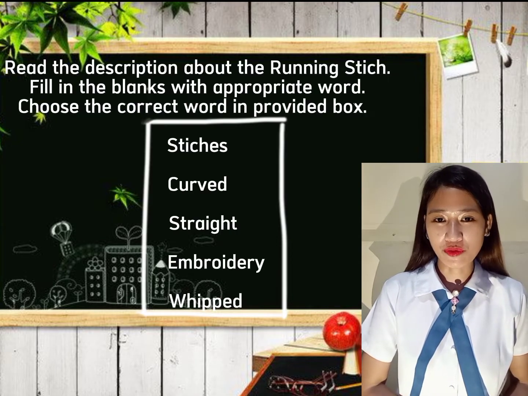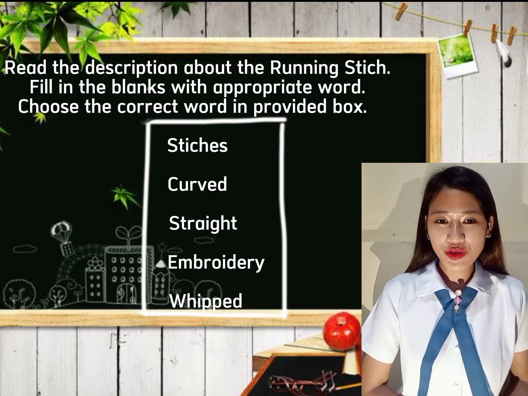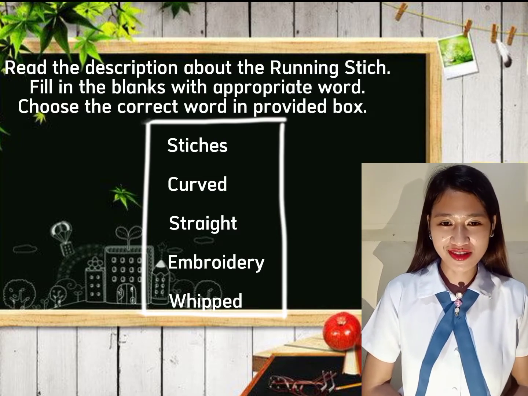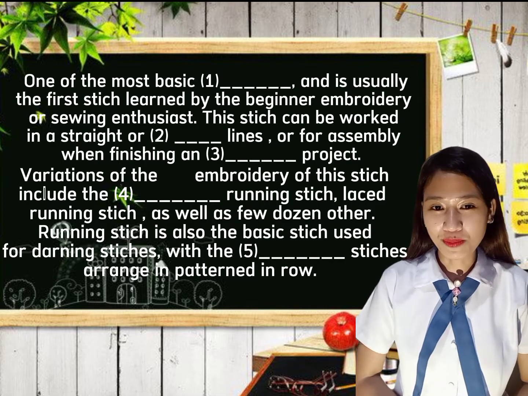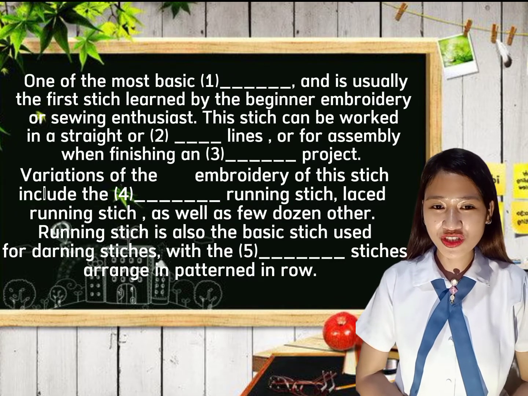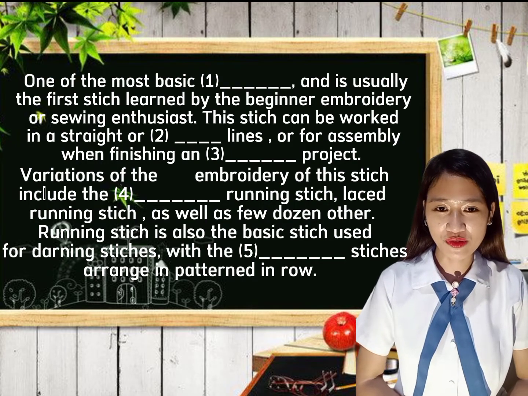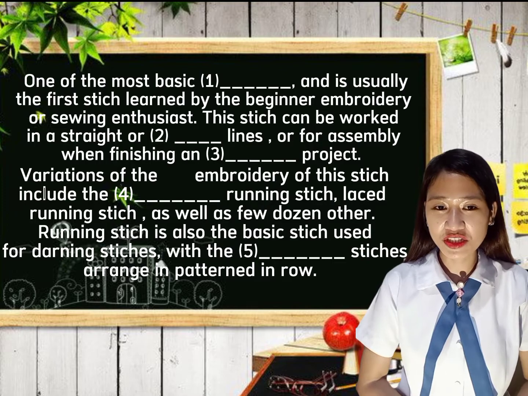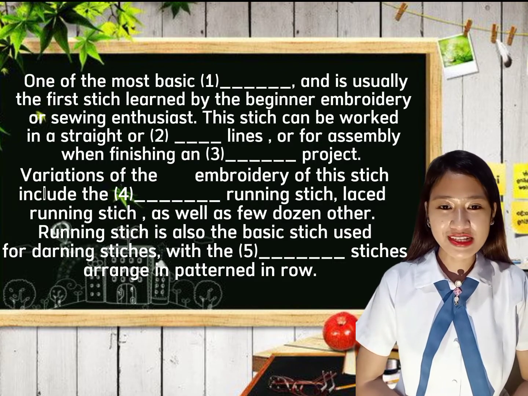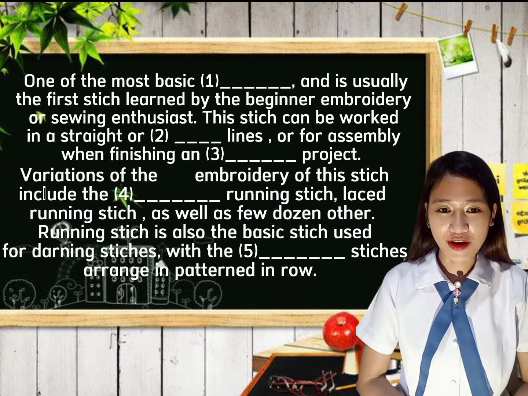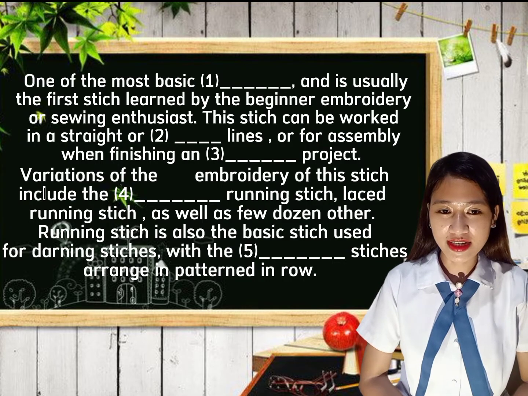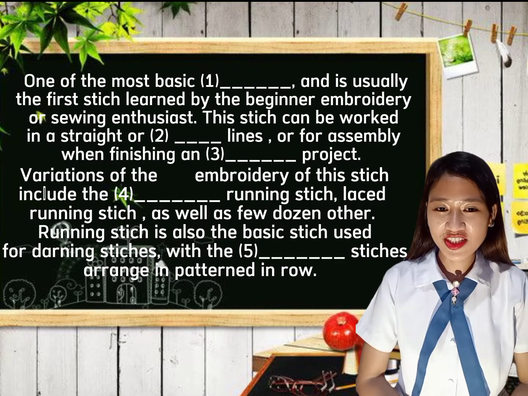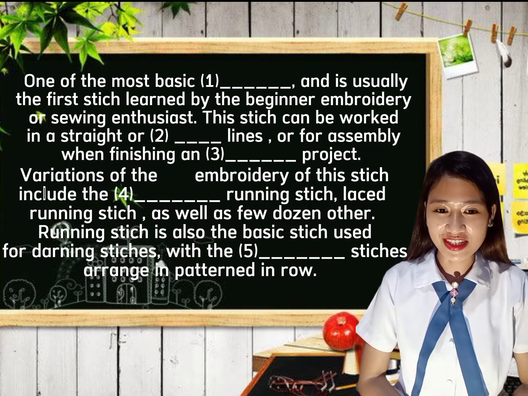Next activity. Direction: read the description about the running stitch. Fill in the blanks with the appropriate word. Choose the correct word in the provided box. One of the most basic of stitches and is usually the first stitch learned by the beginner embroidery or sewing enthusiast. This stitch can be worked in straight or curved lines or for assembly when finishing a sewing project. Variations of the embroidery version of this stitch include the whip running stitch, laced running stitch, as well as a few dozen others. Running stitch is also the basic stitch used for darning stitches with the straight stitches arranged in patterned rows.